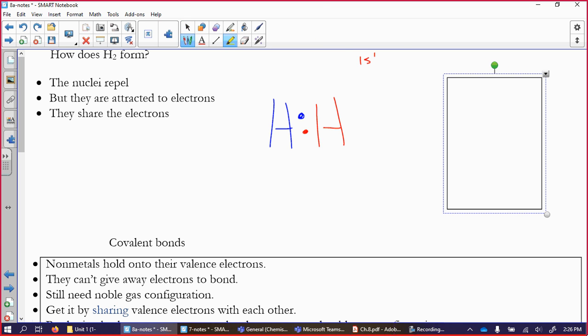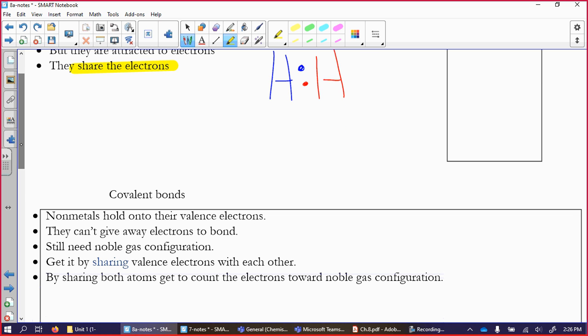So they share them. Covalent bonds: nonmetals want to hold on to their valence electrons. They don't want to give them up. They still want them, so they share their valence electrons with each other. By sharing, they get that noble gas configuration.